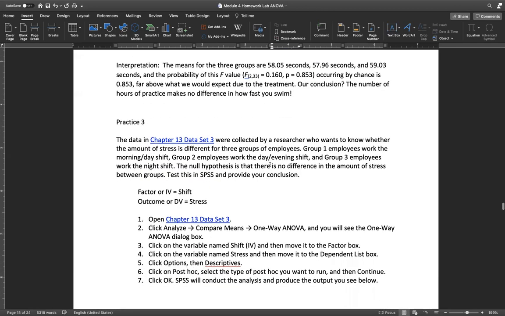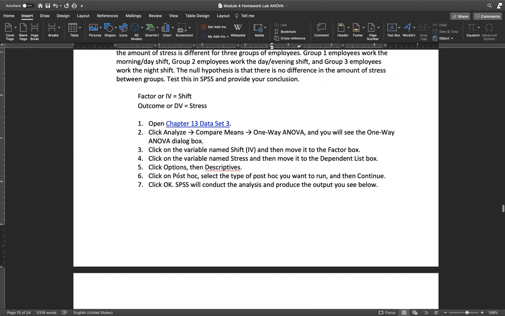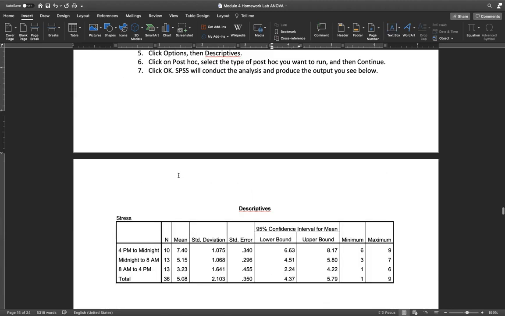All right, let's look at another one. Let's look at stress among three groups of employees. Employees who work morning and day shifts, employees who work day and evening shifts, employees who work the night shift. So my null hypothesis is there's no difference in the amount of stress between these groups. Factor IV, outcome. Here's your data set. Here's how you put it in. And we're going to go ahead and click on the post hoc just in case we have a significant finding.